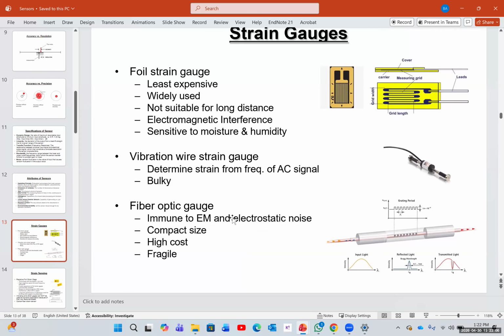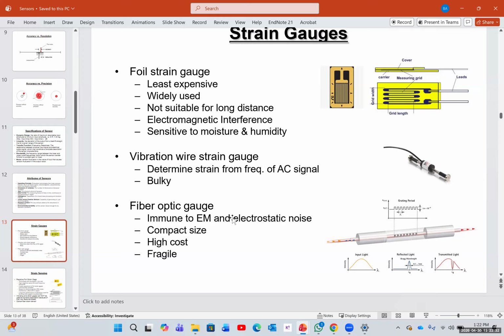Now, the good thing about fiber optics, it's immune to electromagnetic fields and electrostatic noise. So anything electrical, magnetic, it's not going to affect it. It's compact, but it's high cost, and it's very fragile because technically in the middle it's glass, and if you bend it, it's going to break, or if you put too much pressure on it, it's going to break.